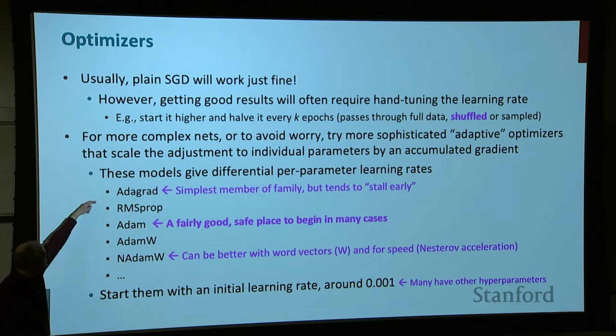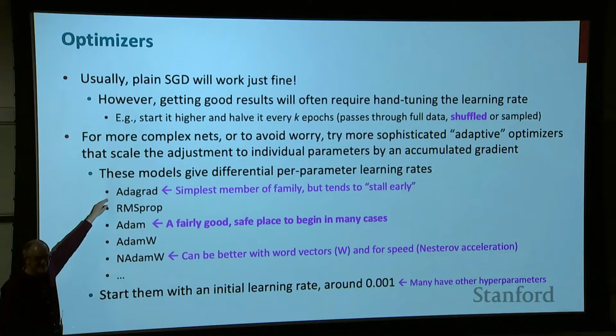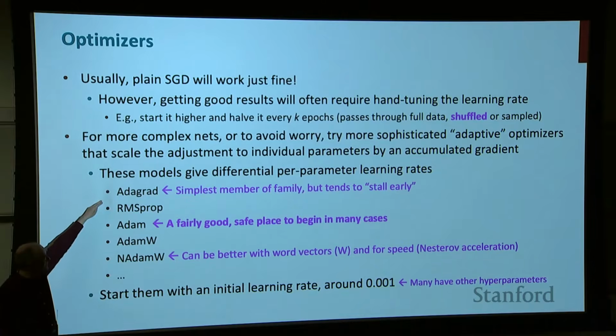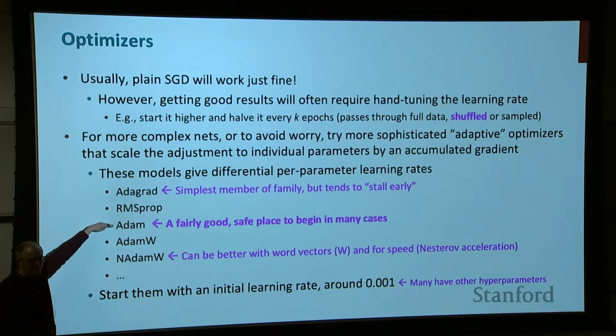So the simplest method that was come up with was this one called AdaGrad. If you know John Duchi in EE, he was one of the co-inventors of this. It's simple and nice enough, but it tends to stall early. Then people came up with different methods. Adam's the one that's on assignment 2. It's a really good, safe place to start.